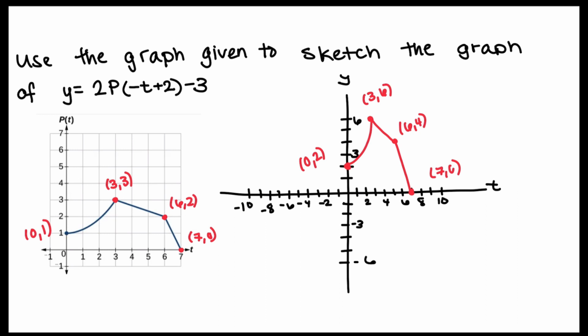To help me, I labeled some key points on the graph that they gave me. So I've got the point (0, 1). When I take the y value and I multiply it by 2, it becomes (0, 2). The point (3, 3), multiply the y value by 2, it becomes (3, 6). (6, 2), double the y value, becomes (6, 4). (7, 0), double the y value, it stays where it is, (7, 0). And then I'm going to connect the dots, giving a similar shape.